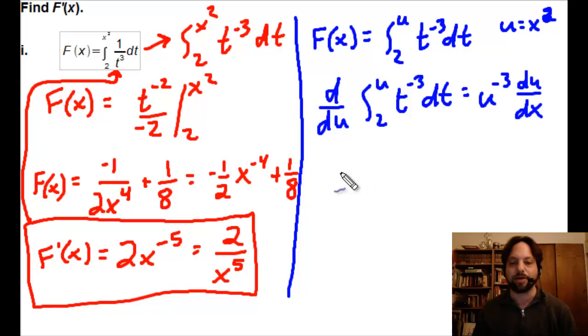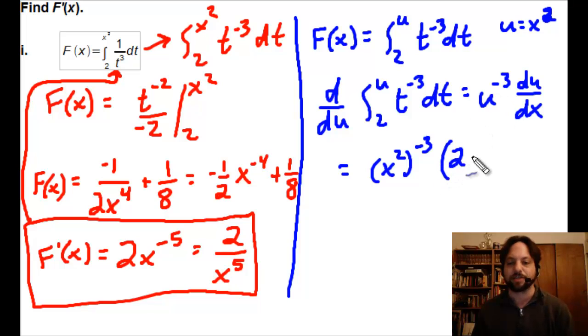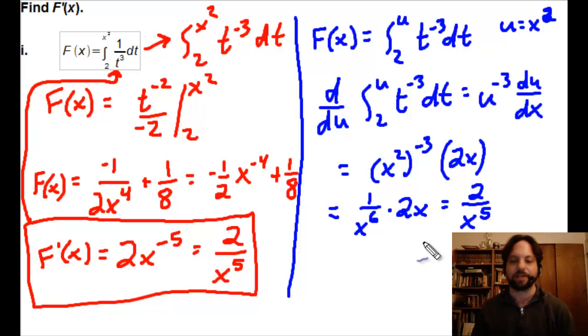U is x squared. So what I'll have is x squared to the negative third times the derivative of x squared. That's 2x. And if we play around with that a little bit, this will give us 1 over x to the sixth multiplied by 2x, which simplifies to 2 over x to the fifth. So whichever way we do it, we're going to get the right answer.